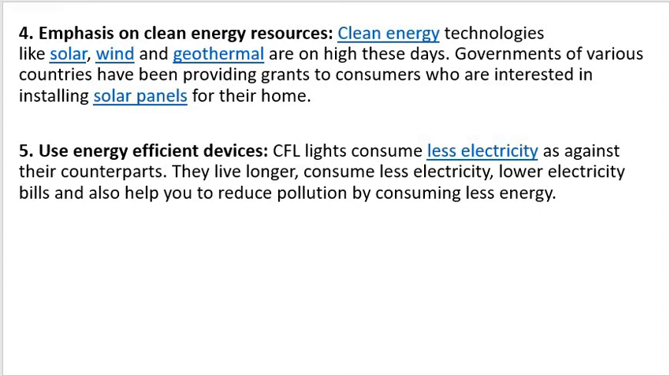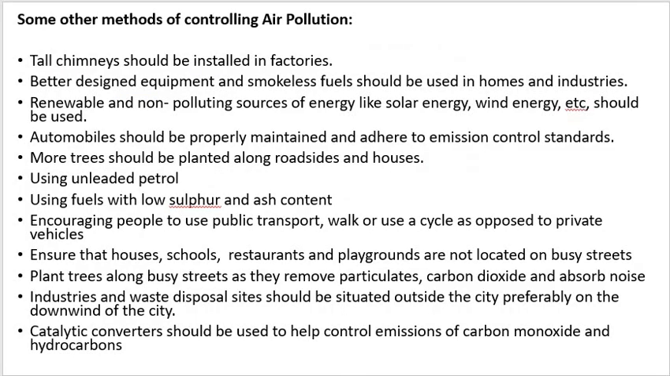Okay, moving forward, next is about some other methods of controlling air pollution. Tall chimneys should be installed in factories. Better designed equipment and smokeless fuel should be used in home industries. Renewable and non-polluting sources of energy like solar energy and wind energy should be used. Automobiles should be properly maintained and adhere to emission control standards. More trees should be planted along roadsides and houses.